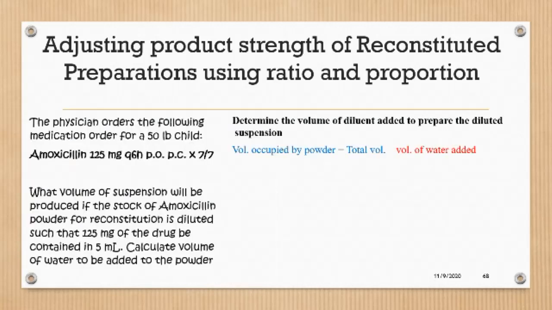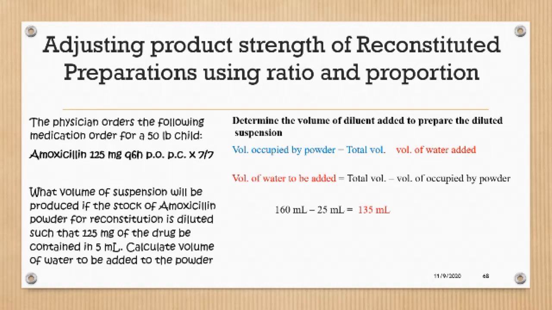So if we go back to what we want to find, the volume of water to add, we can't add 55 mL, because if we add 55 mL, we end up with 80 mL. We want to end up with 160 mL. So we're going to use the total volume of the diluted suspension, which is 160 mL, and we're also going to need the volume occupied by the powder. We do a subtraction, and we end up with 135 mL.